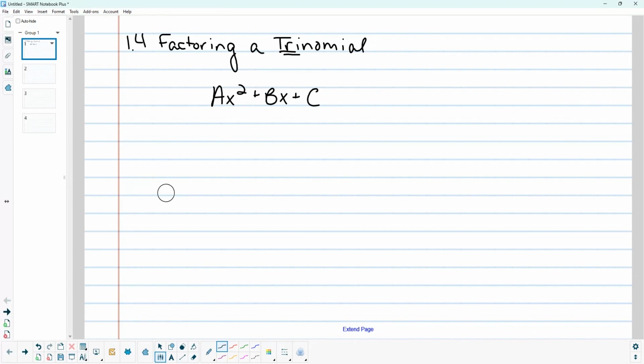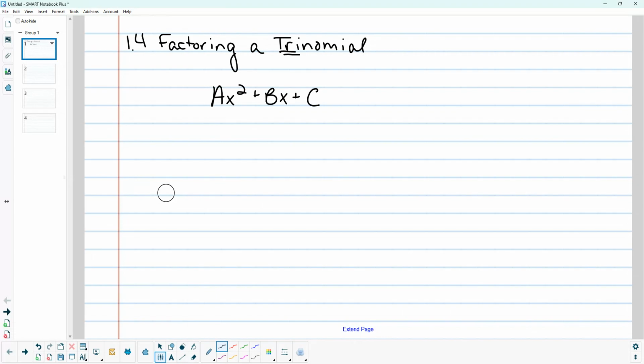We are here talking about 1.4, factoring a trinomial. And a trinomial is something with three terms, hence the tri, in the form ax squared plus bx plus c.